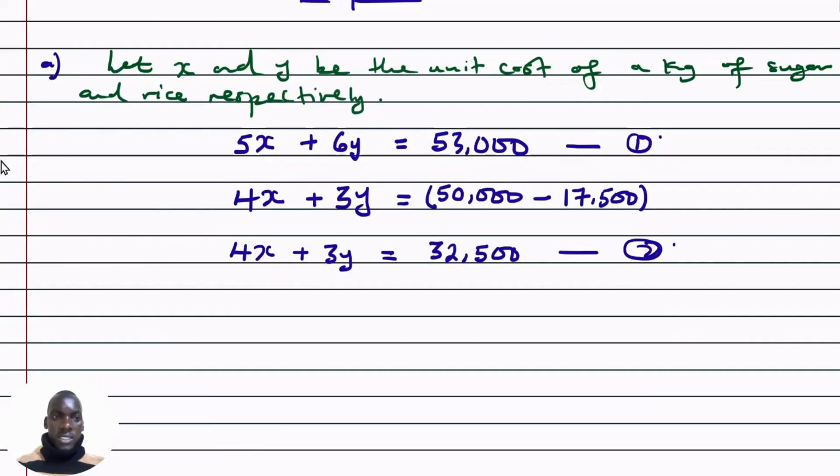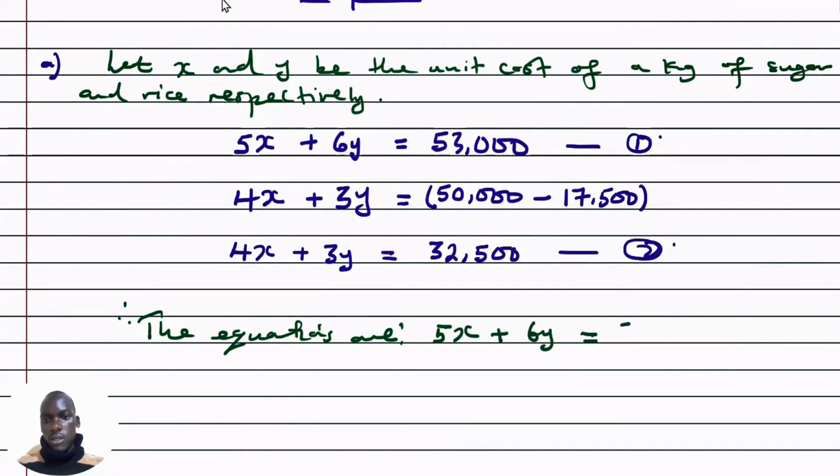Remember, in our part A, they require us to form the equations. That means we can conclude and say that therefore the equations are, we have 5x plus 6y equals 53,000, and then 4x plus 3y equals 32,500. So these are the equations they wanted in section A. That's how you could answer or respond to part A.